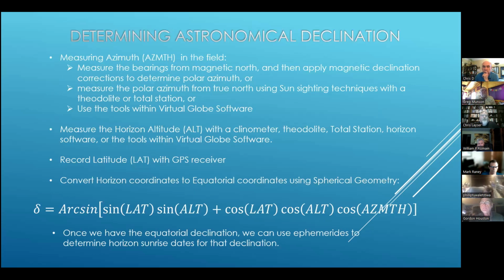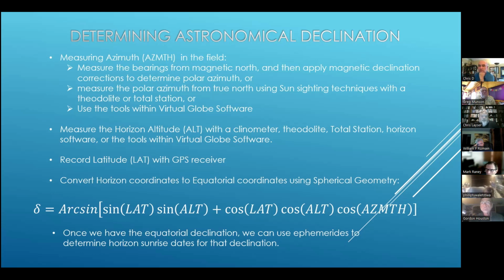So basically, what we want in the end is our astronomical declination, which is going to define a point on the horizon that we're pointing at. To do that, we need a couple points of data. We need our azimuth. We can measure that in the field by measuring the bearings from magnetic north and then applying the magnetic declination to correct this from magnetic north to true north or polar azimuth. Or we can measure directly using sun sighting techniques with our theodolite. Or number 3, what we're going to look at tonight is the use of tools within the virtual globe software.